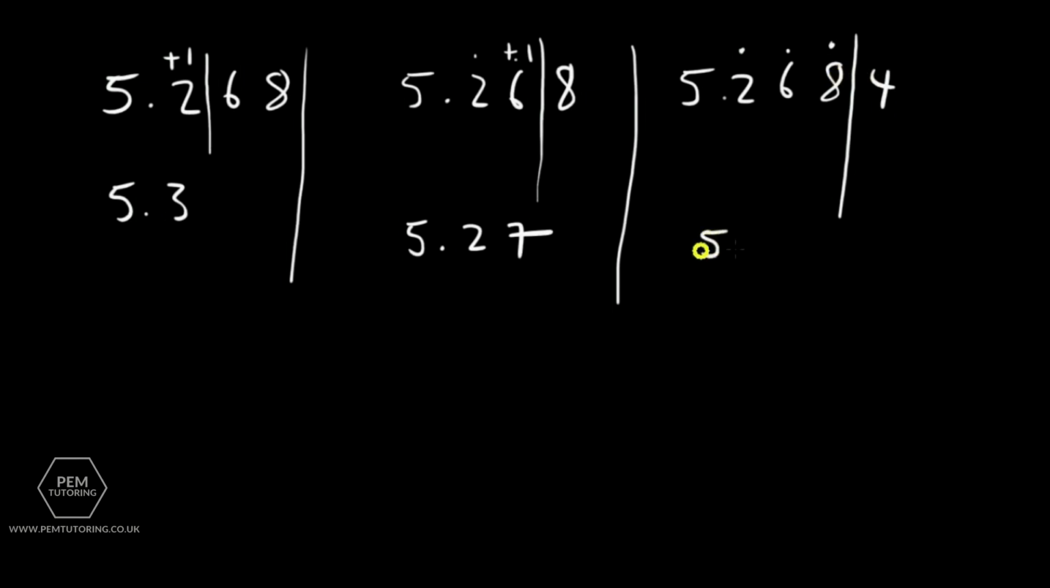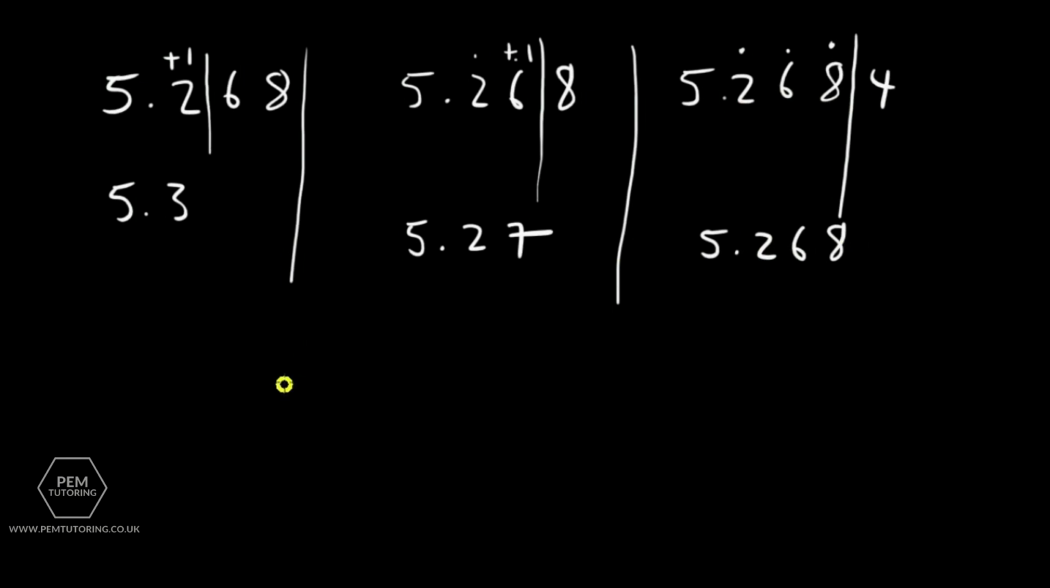So we have 5.268. So 5.2684 to 3 decimal places is 5.268. Okay, so that is how you round decimals.